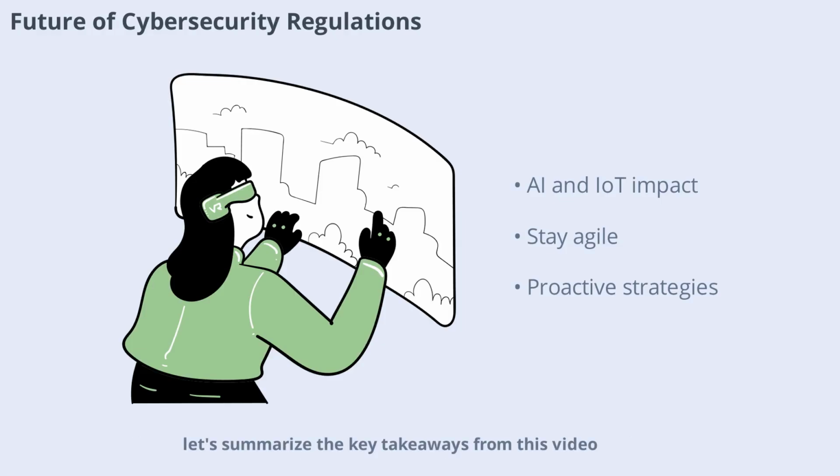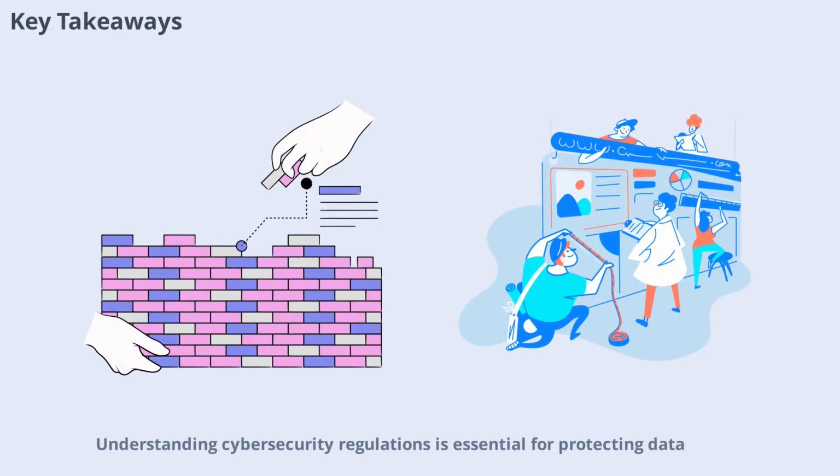Next, let's summarize the key takeaways from this video. Understanding cybersecurity regulations is essential for protecting data, maintaining trust, and avoiding penalties. Key principles include confidentiality, integrity, and availability. Compliance requires ongoing effort, strong leadership, and the involvement of all stakeholders. By staying informed and proactive, organizations can navigate the complex regulatory landscape and build a secure digital future.